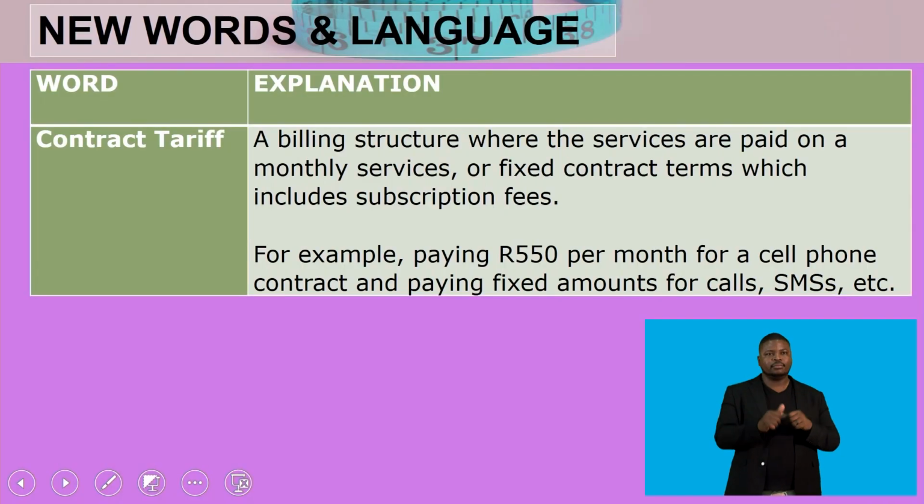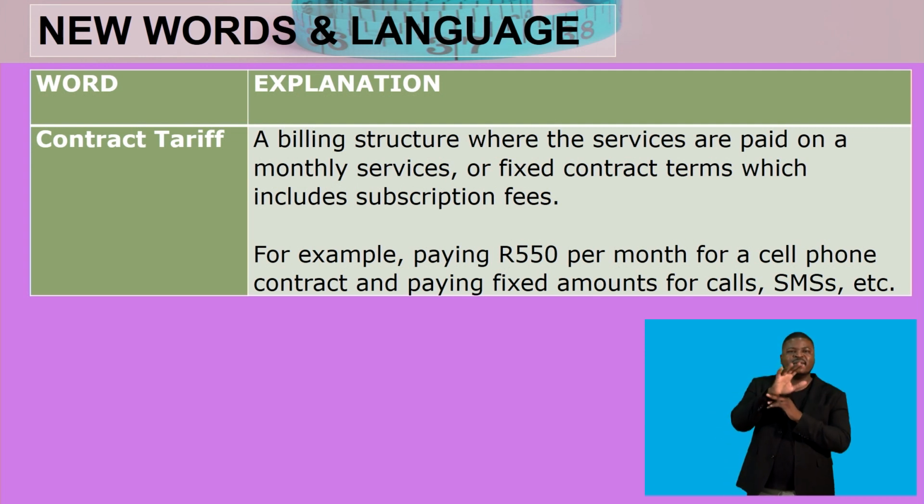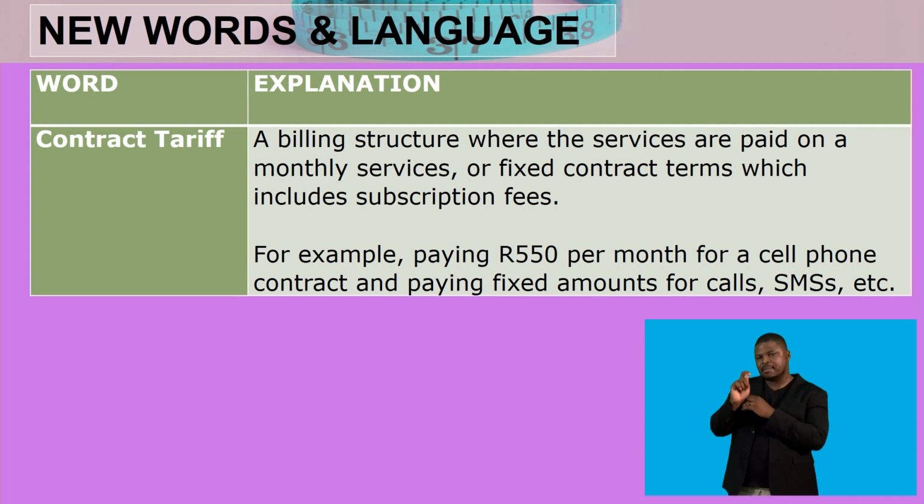The next word will be the contract tariff. Contract tariff now, it's a billing structure where the services are paid on a monthly basis or on a fixed contract term which includes subscription fees. For an example, paying R550 per month for a cell phone contract and paying fixed amounts for calls and SMSs.